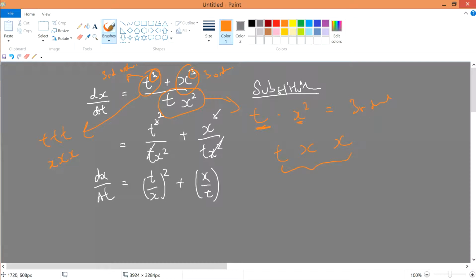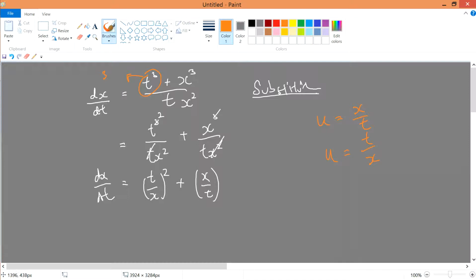This is the thing about substitution. You need to know that if all the terms have the same order, it means that you can do substitution. Another thing is that if you see this type of trend, t over x or x over t, then you will know that you should do some substitution. So can I do u equals x over t, or u equals t over x? Which one is more preferable?